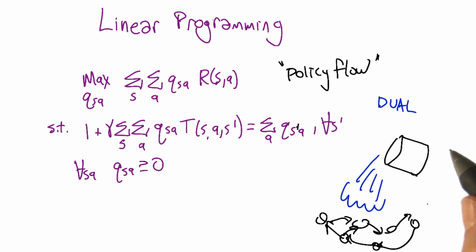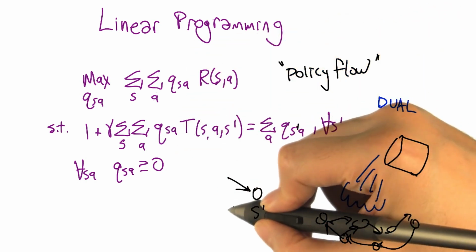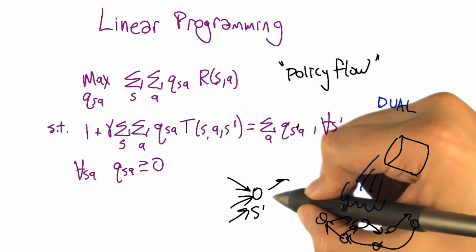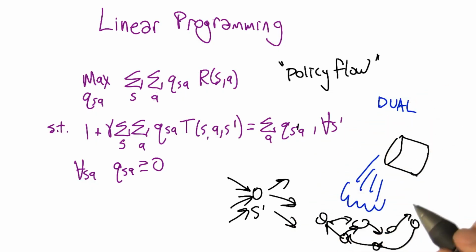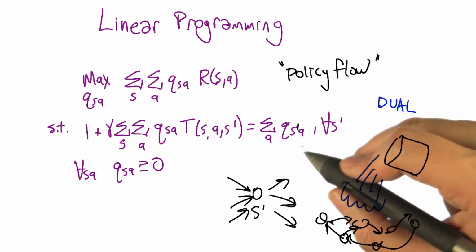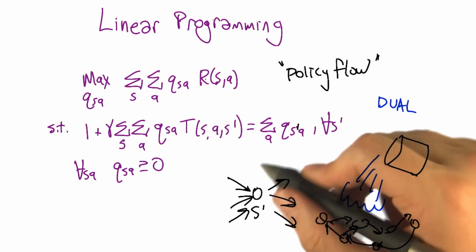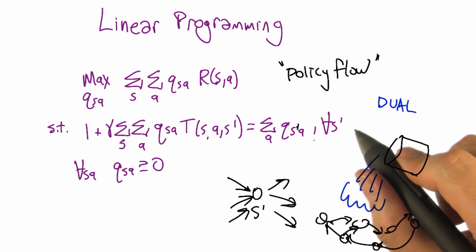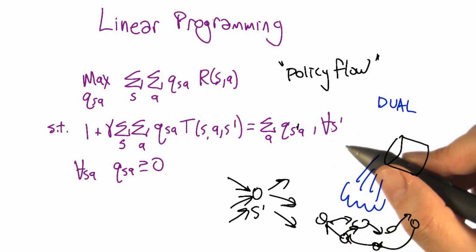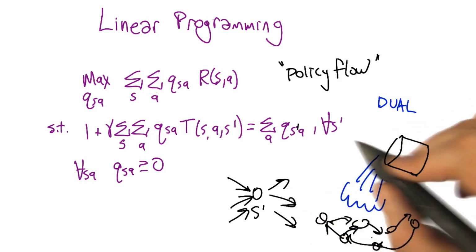Right. You can think of these constraints as being a kind of conservation of flow. The amount of stuff going into S prime has to equal the amount of stuff coming out of it. That's all this is saying. It has to balance. That has to be a meaningful flow. Subject to that constraint, maximize reward. So this is a neat interpretation of what it means to solve a Markov decision process, but it just comes mechanically out of the primal version of setting this up as a linear program.